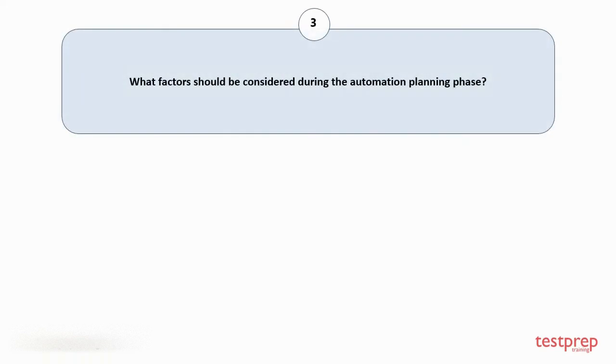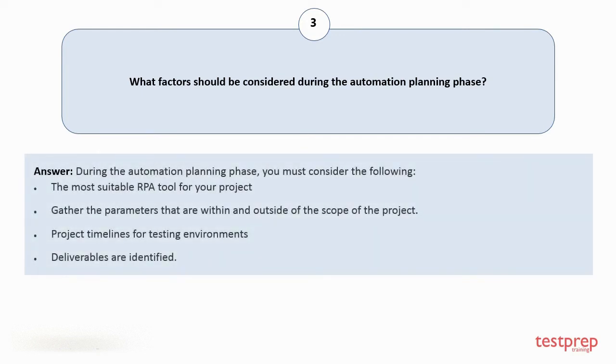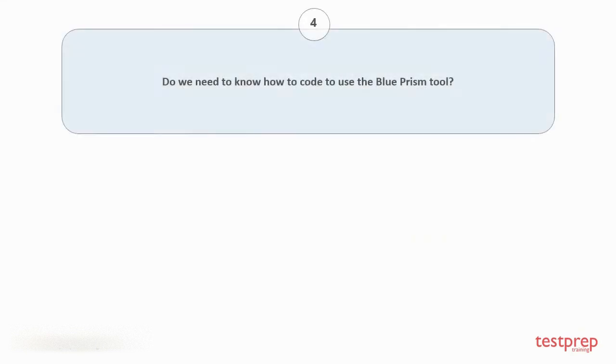Question number 3, what factors should be considered during the automation planning phase? Your answer is: during the automation planning phase, you must consider the following. 1. The most suitable RPA tool for your project. 2. Gather the parameters that are within and outside of the scope of the project. 3. Project timelines for testing environments. 4. Deliverables are identified.